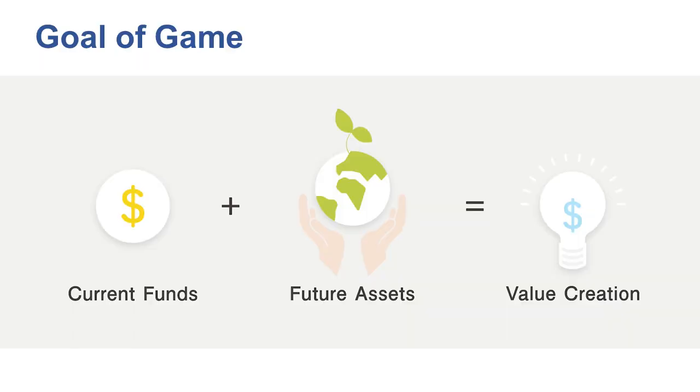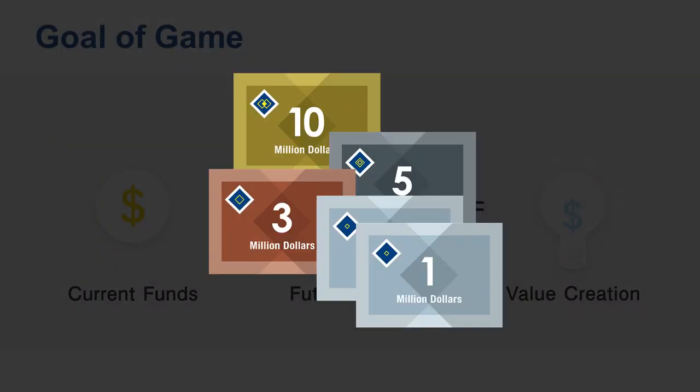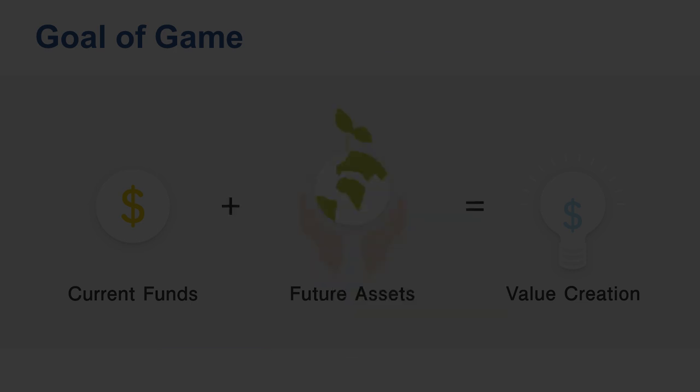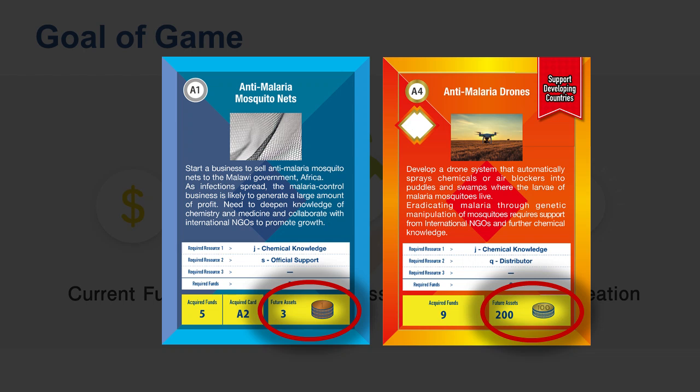The company that has created the most value by the end of the game will be the winner. The created value is the total amount of current funds and future assets that is held by the company at the end of the game. Current funds are cash. This is calculated from the money cards that you hold. Future assets are calculated from the amount of money displayed on the project cards which you've implemented.